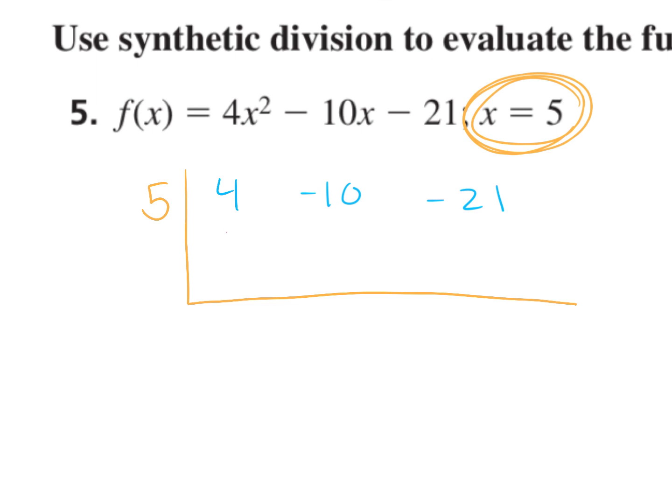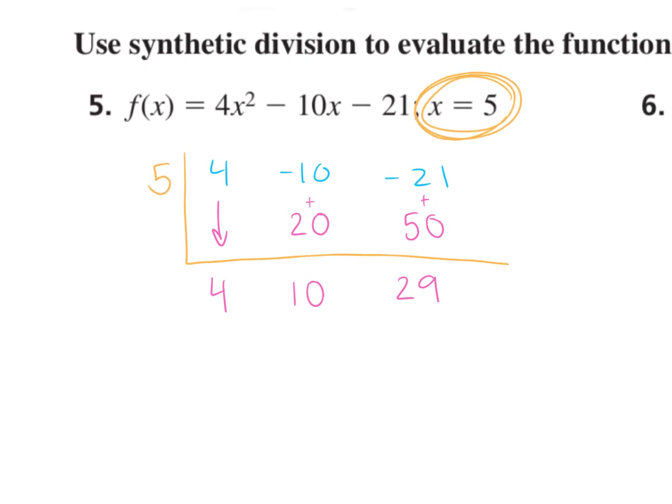What's the first step? Drop down the 4. Outside, we multiply. We get 20. Inside, we add 10. Outside, multiply. Inside, we add 29. So what would my answer be here? 29. Just 29. So just the remainder is your answer.